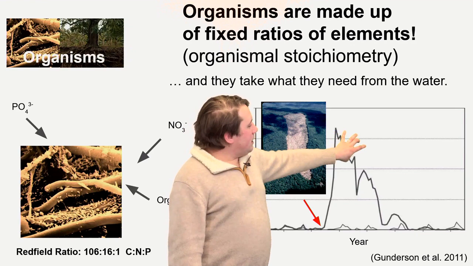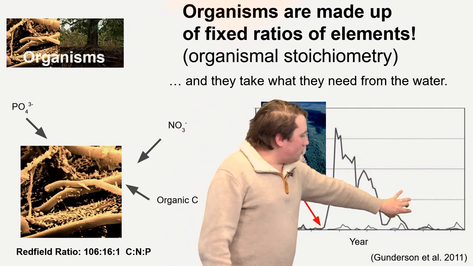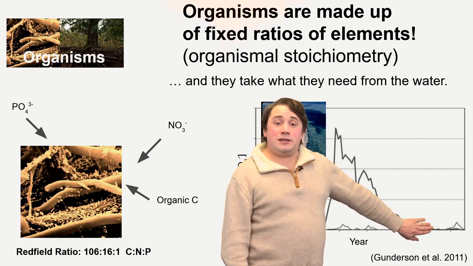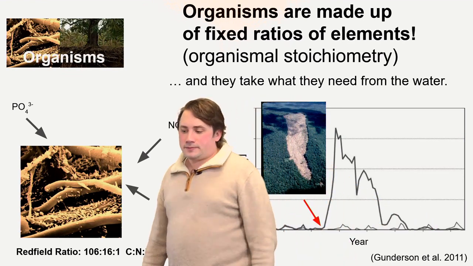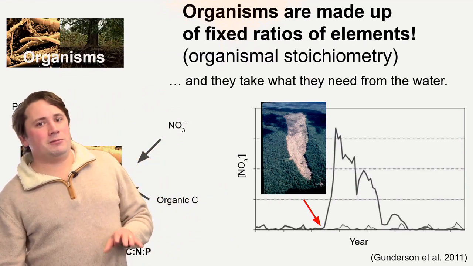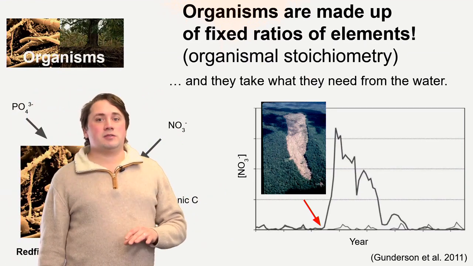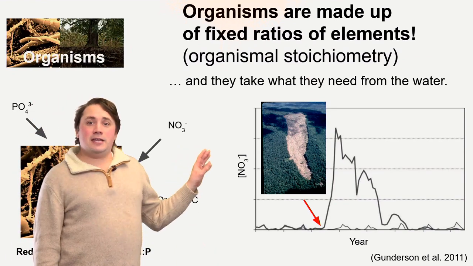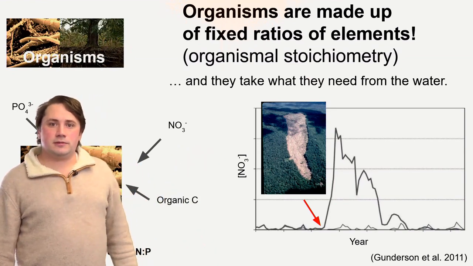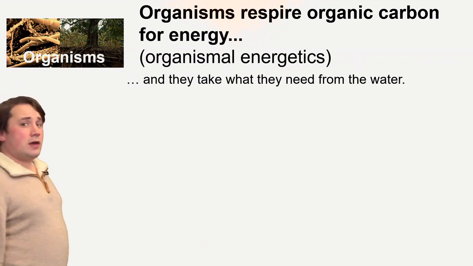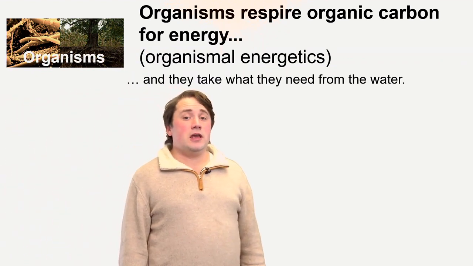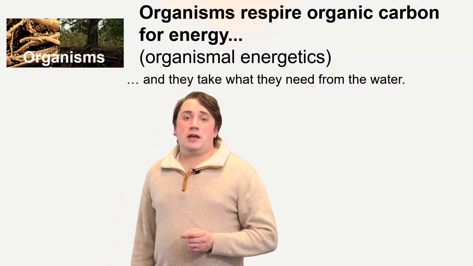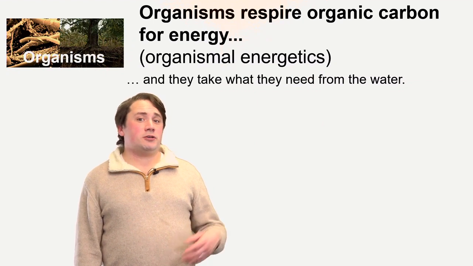You can see over time, it came down. Once they stopped spraying herbicide on the watershed, the plants regrew, and after 10 or 15 years, it was back to baseline nitrate concentrations in the watershed. So organismal stoichiometry determines how organisms modify the chemistry of water as those organisms seek the chemicals that they need to be able to grow and reproduce. So that's how organismal stoichiometry affects water chemistry, by organisms taking up the elements that they need to grow and reproduce. Now I want to discuss a little bit about organismal energetics.